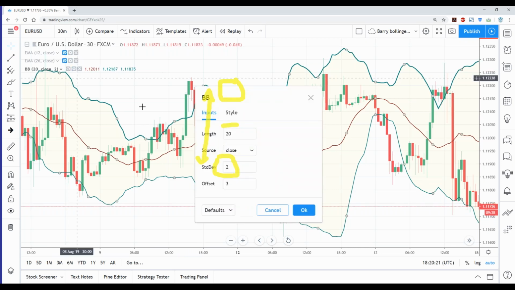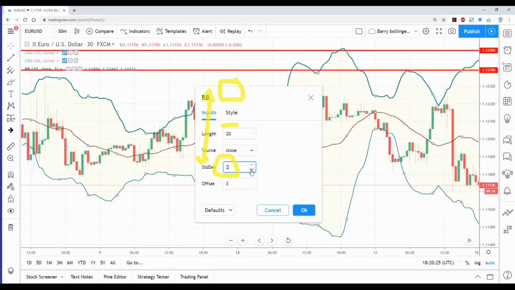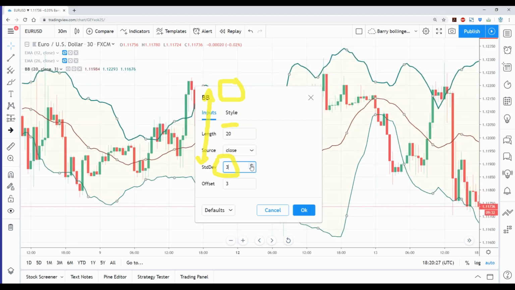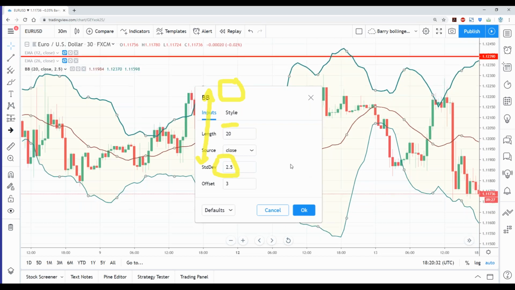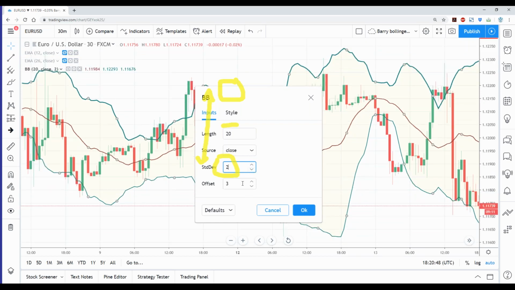A lot of people will also come here and use a 2.5 standard deviation, because what that does is change the upper and the lower band. By doing so, you'll get fewer false signals because it'll have less sensitivity. So again, you can customize it, but then it's no longer following the rules of John Bollinger.